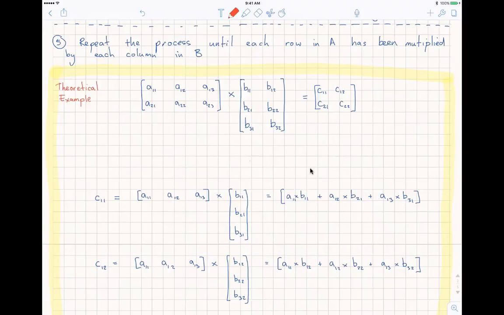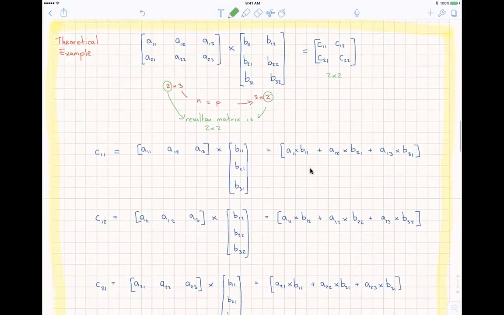So this is a 2 by 3 matrix, and this is a 3 by 2 matrix. So we can multiply them because we've got our n equaling our p here. The resultant matrix should be a 2 by 2. And here we've got our 2 by 2 matrix.